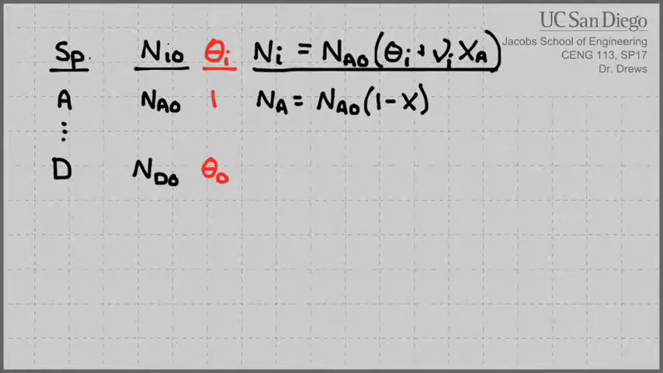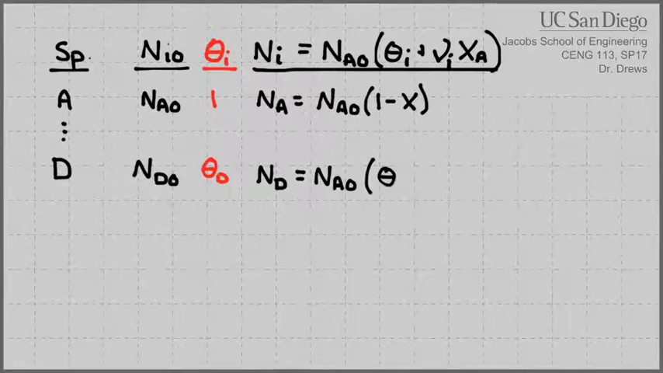Then it becomes pretty straightforward to write the rest of these because they all look very similar. N sub A naught times however much you started with, so this is theta sub d. Usually the d, assuming it is a product, is going to be minus little d for the stoichiometric coefficient of d times x. And this should look pretty similar.